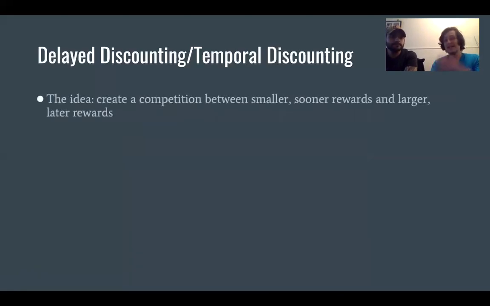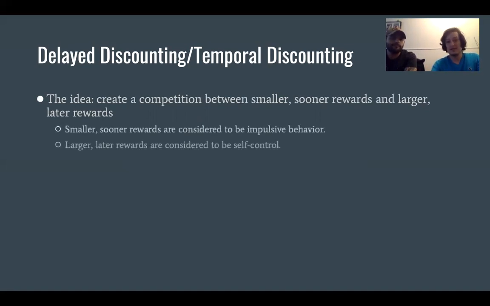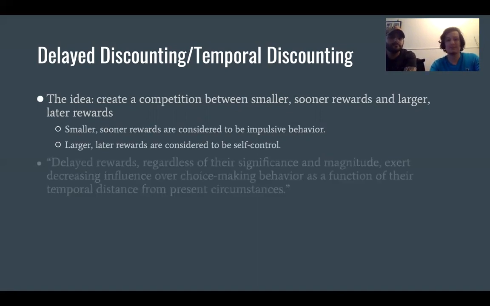Okay, so basically the whole crux of this paradigm of delayed discounting, also called temporal discounting, is that you're creating the competition between the smaller sooner reward and the larger later reward, right? Just like the marshmallow test, and just like that questionnaire where I asked Carlos how much money he is willing to take after a delay. So again, smaller sooner is considered impulsive behavior, larger later is considered to exemplify self-control.